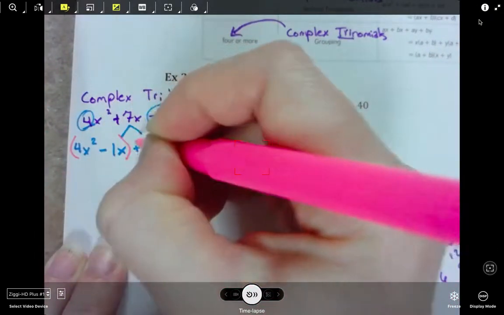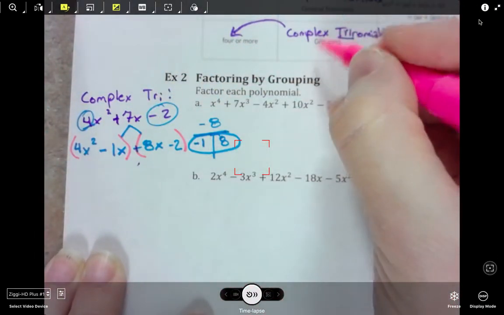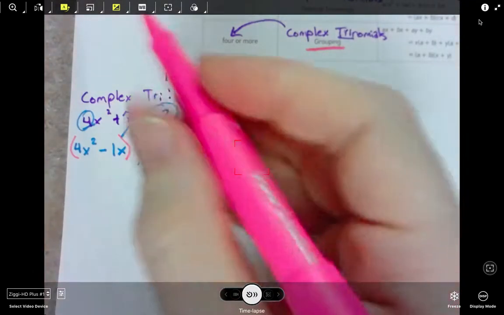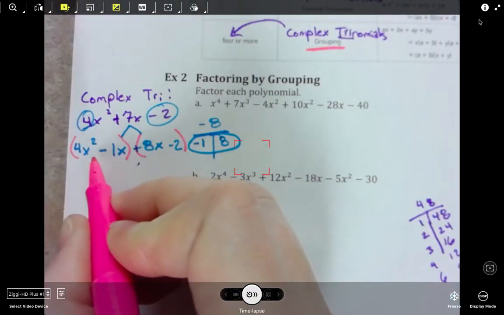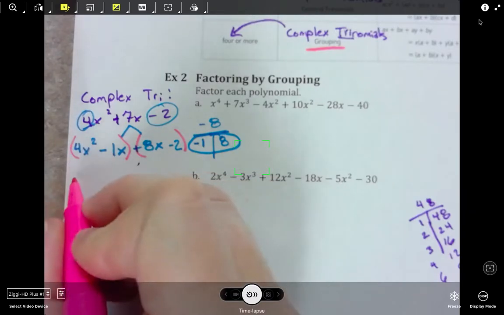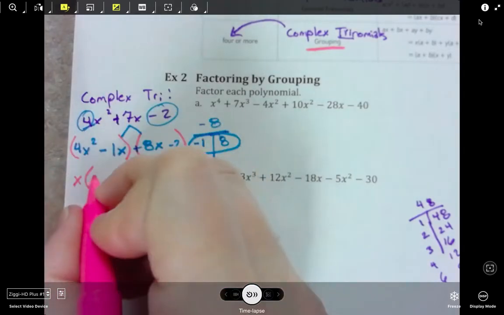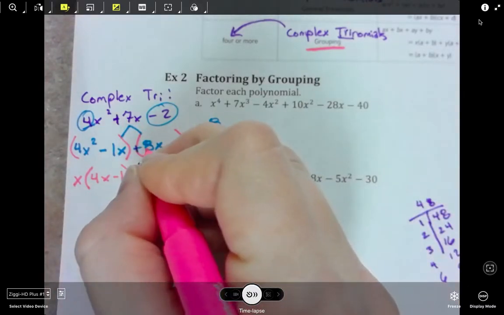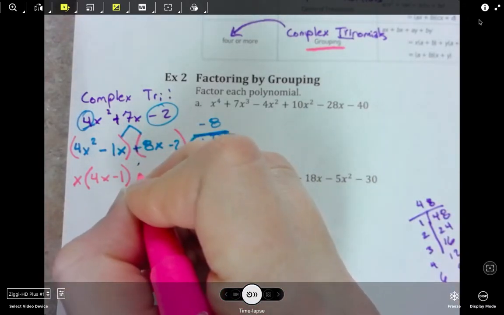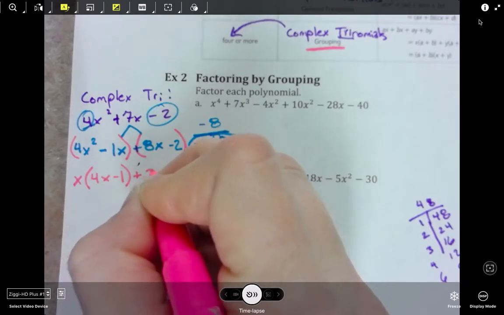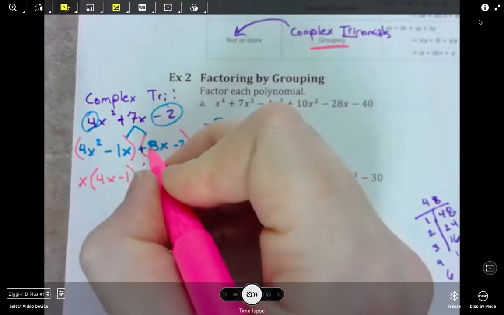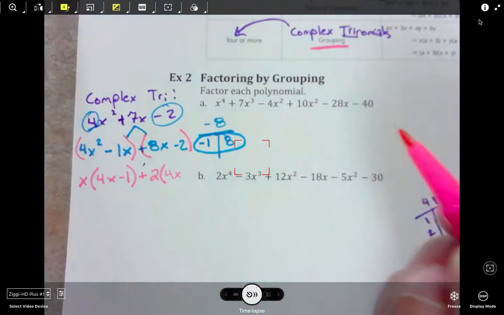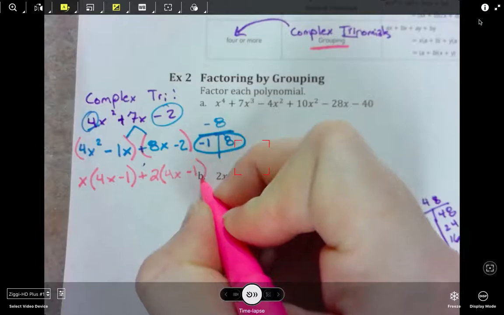All right, let's use a different color here. I'm going to group these first 2 pieces. That's why they called it grouping. You're factoring by grouping. I look at this piece and say, what can I take out? Well, they both have an x in them, so I'm going to pull an x out, and I'm left with 4x minus 1. Then I look at the second piece, and I can take a 2 out, so I do plus 2. If I take 2 out of 8x, that gives me 4x. And if I take 2 out of negative 2, that gives me negative 1.